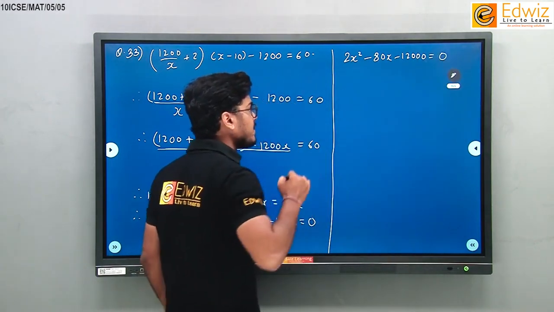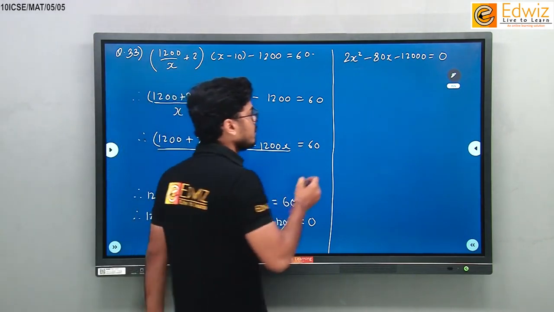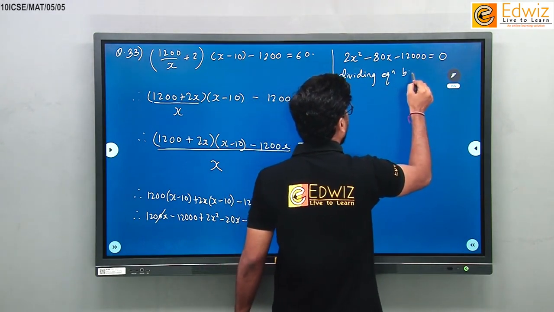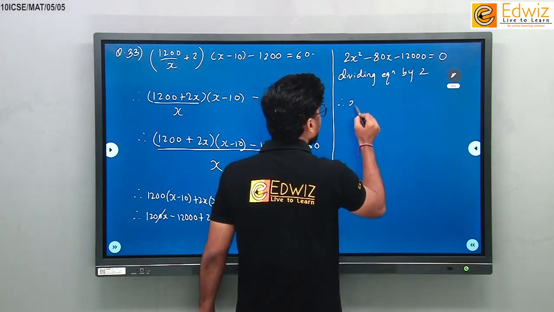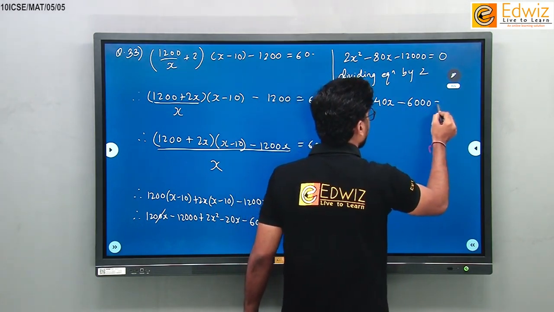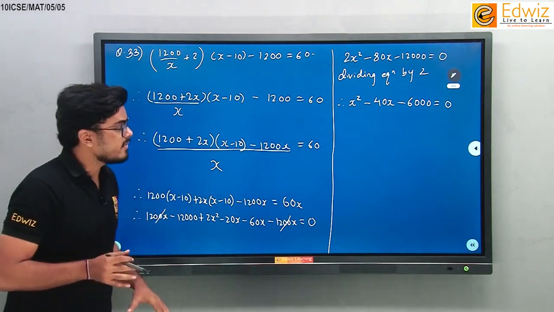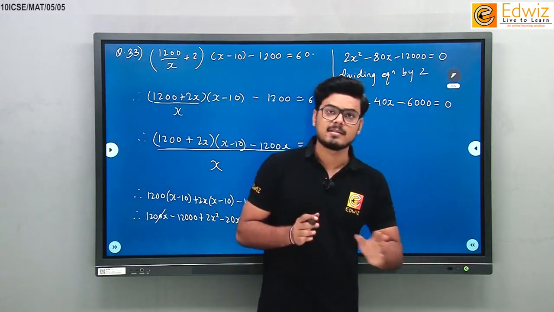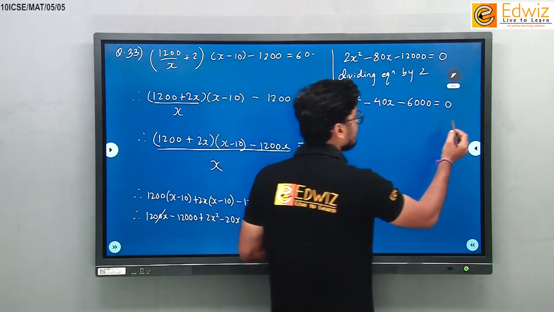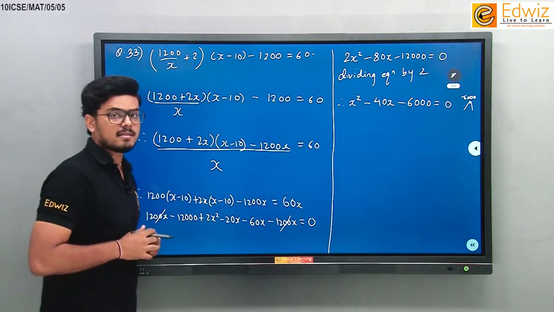But it can be further simplified by dividing the entire equation by 2. If I just divide the entire equation by 2, you will get x square minus 40x minus 6,000 equals to 0. Okay, so this is the quadratic equation that we need to solve. So here we need the factors of minus 6,000 such that the difference between the factors is minus 40.